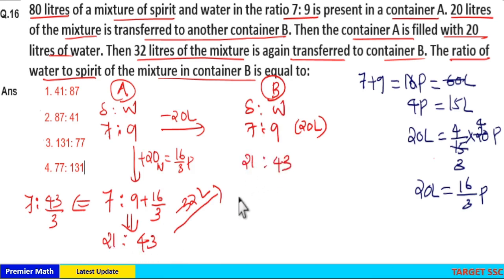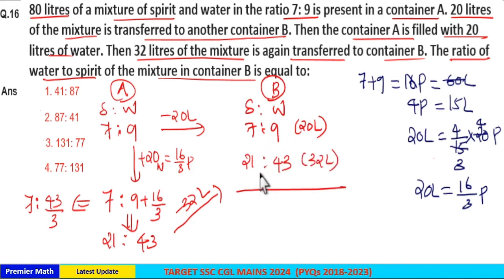Now we have to find the total ratio parts in container B. So just add 7 is to 9 and 21 is to 43. The 7 is to 9 is 20 liters and this 21 is to 43 is 32 liters. So take the ratio parts. 7 plus 9 is equal to 16 parts and 21 plus 43 is 64 parts. Now take the LCM of 16 and 64, which is equal to 64. So multiply the first ratio, 16 into 4 is 64. So multiply the first ratio with 4.